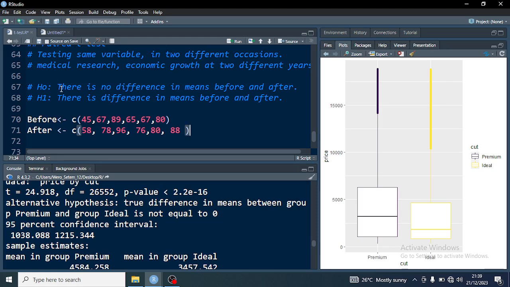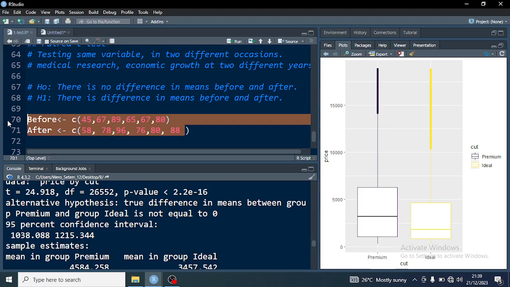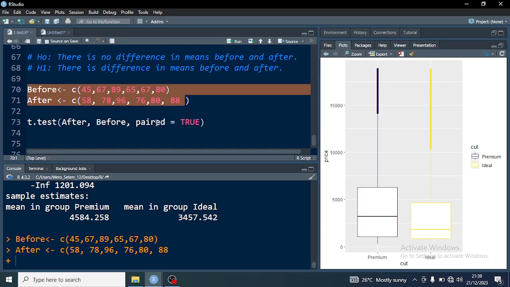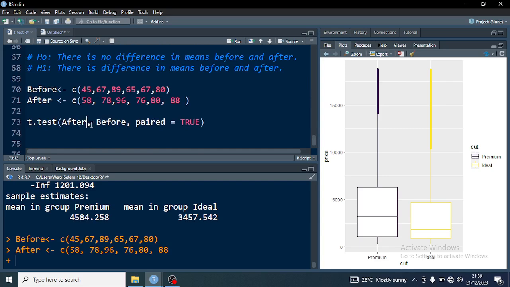So our null hypothesis is there is no difference in means before and after. That means it's just the same. The alternative hypothesis says there is a difference in means before and after. So let's run this. I'm creating a data set here, before and after. I'm using t.test here, and I'm saying after and before, and paired is equal to true because this is paired. Let's run this.